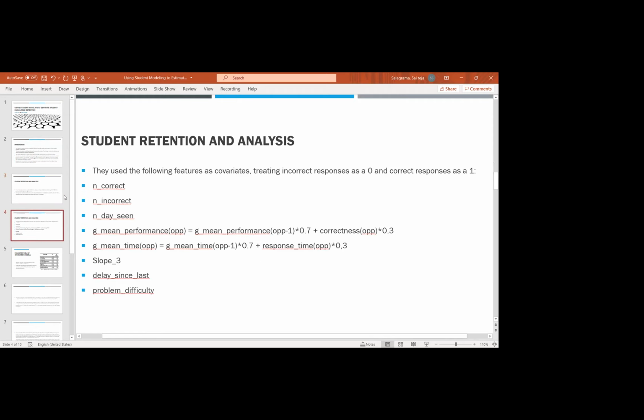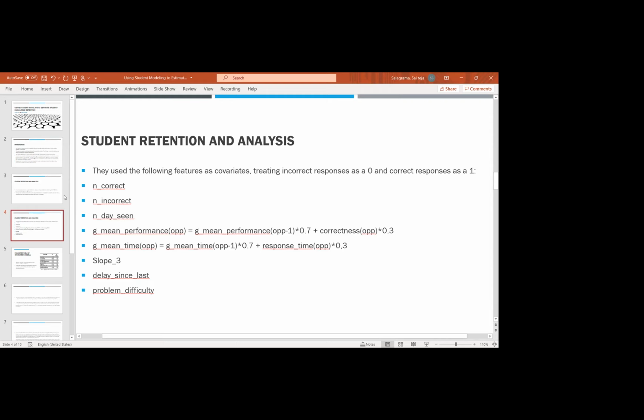In the student retention analysis, they use the following as covariates, treating incorrect responses as 0 and correct answers as 1. N correct is the number of prior student correct responses on the skill, and N incorrect is the number of prior incorrect responses on the skill, which are both used in PFA models. And N days seen is the number of distinct days on which the student practiced the skill. This feature distinguishes students who practice more days with fewer opportunities each day from those who practice fewer days.